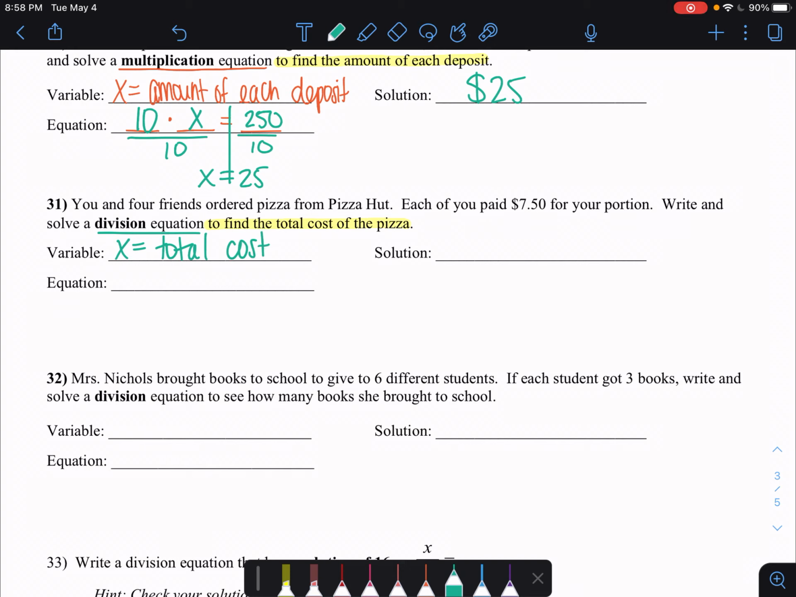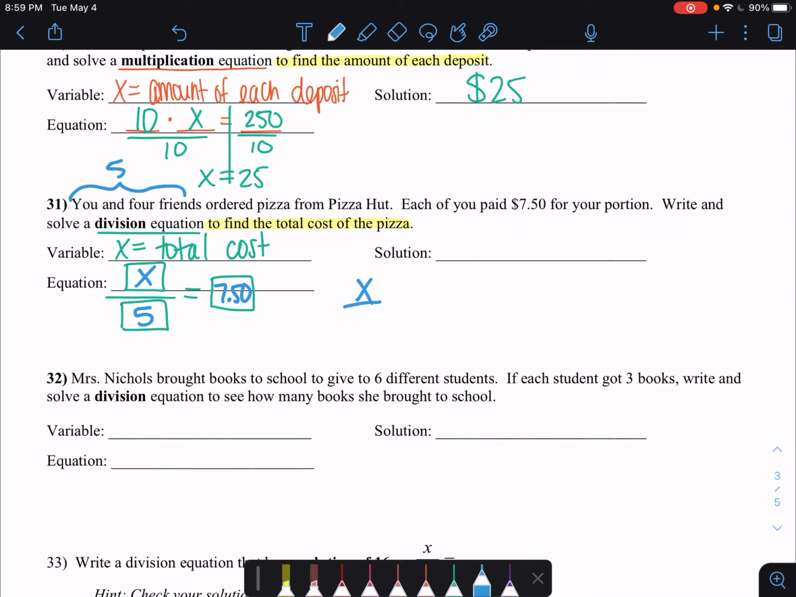And for a division equation, I'm going to have something on top divided by something on the bottom is equal to a value on the other side. Remember that the top number is going to be the total, the bottom is how many groups, and then the other side is what that is split into. So 31 says you and 4 friends, that's going to be 5 people altogether, ordered pizza from Pizza Hut. So I'm trying to find the total cost, split into 5 groups, and each group is going to pay $7.50.